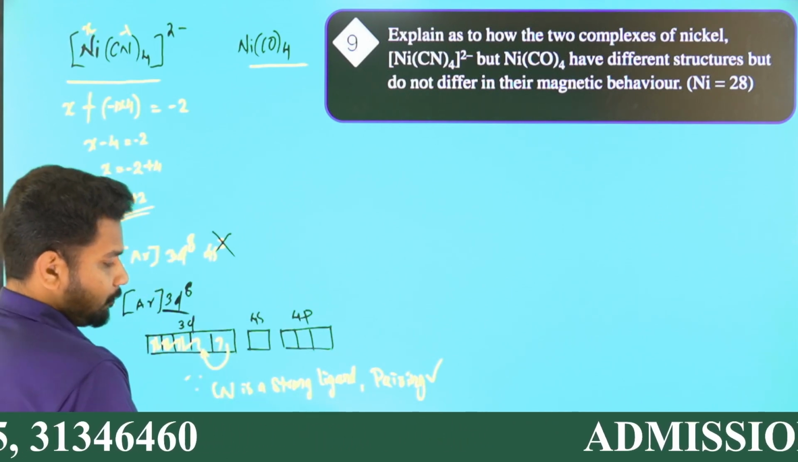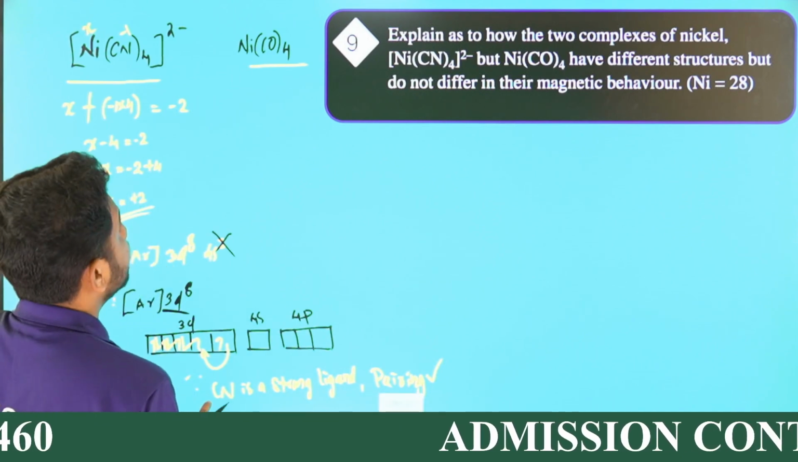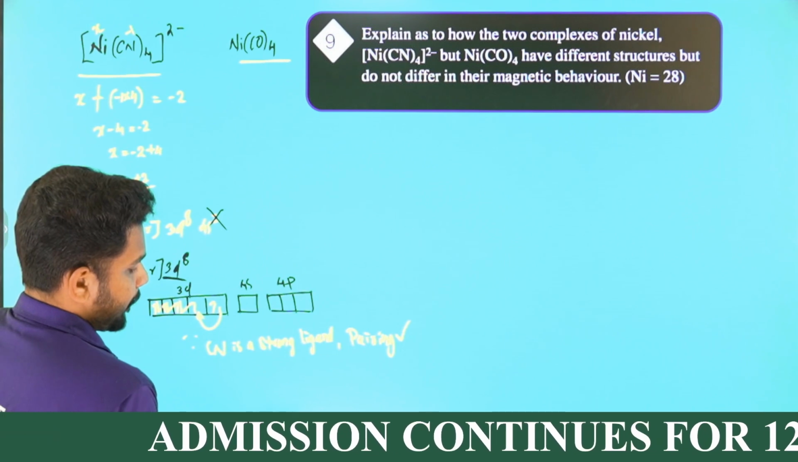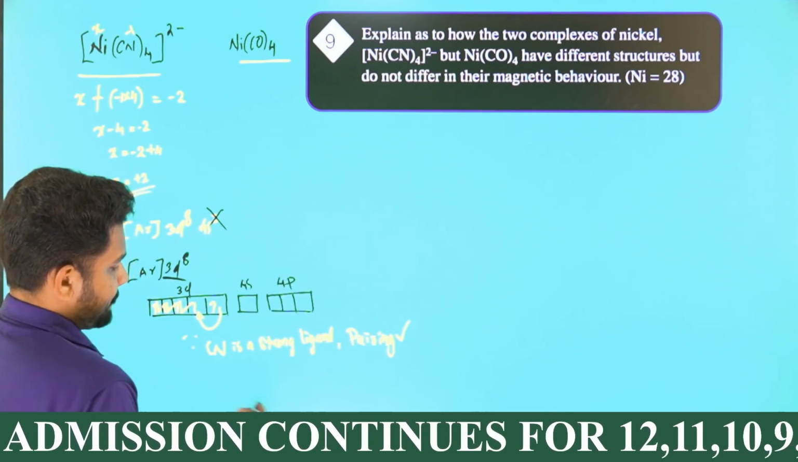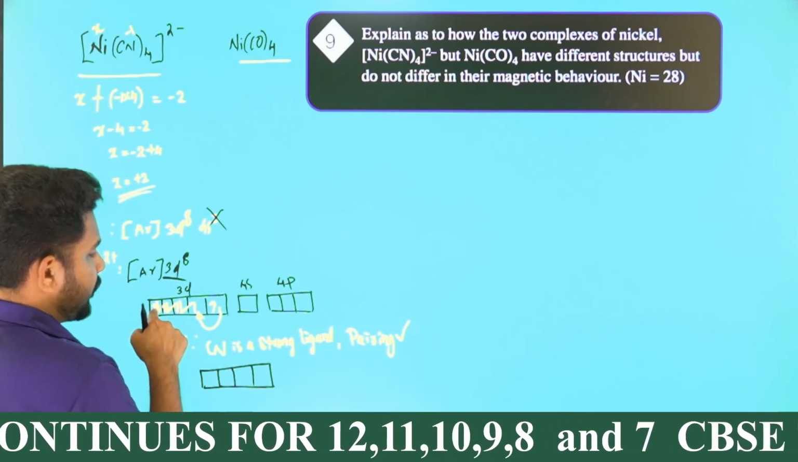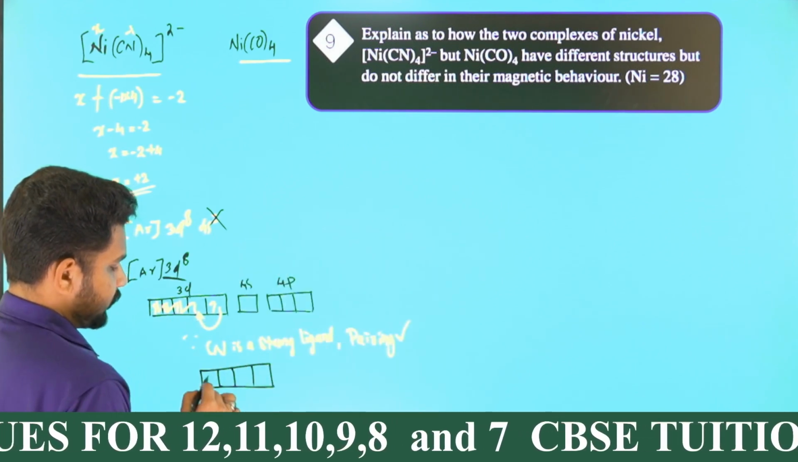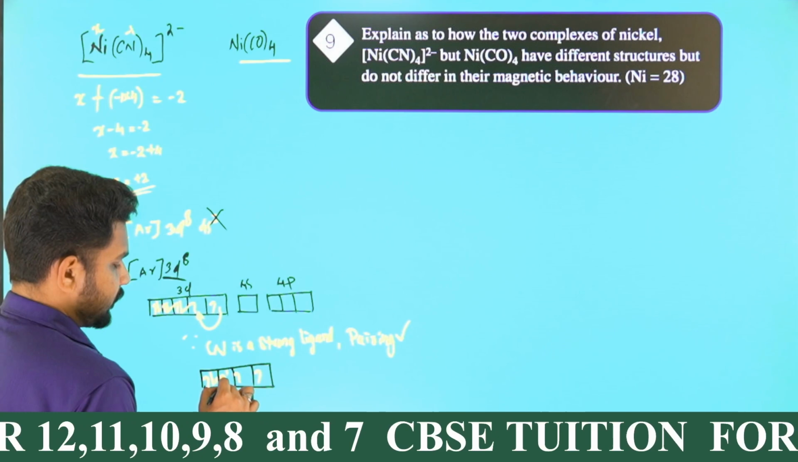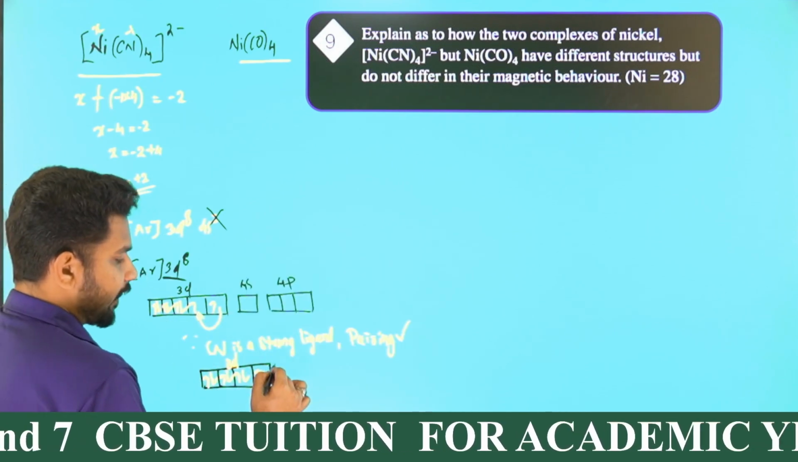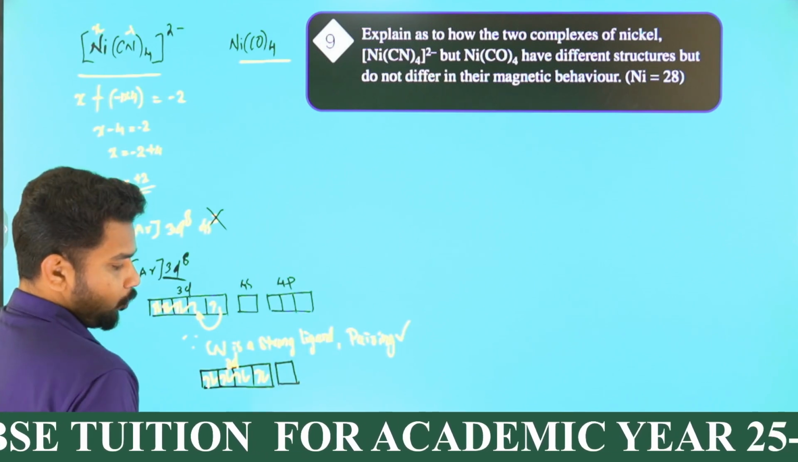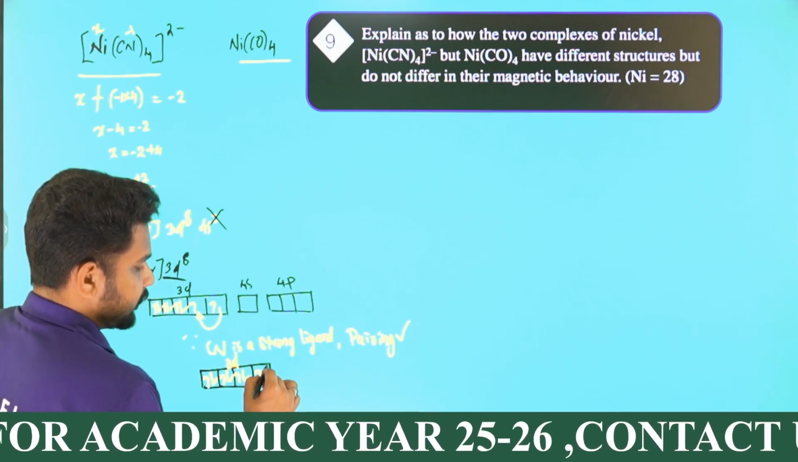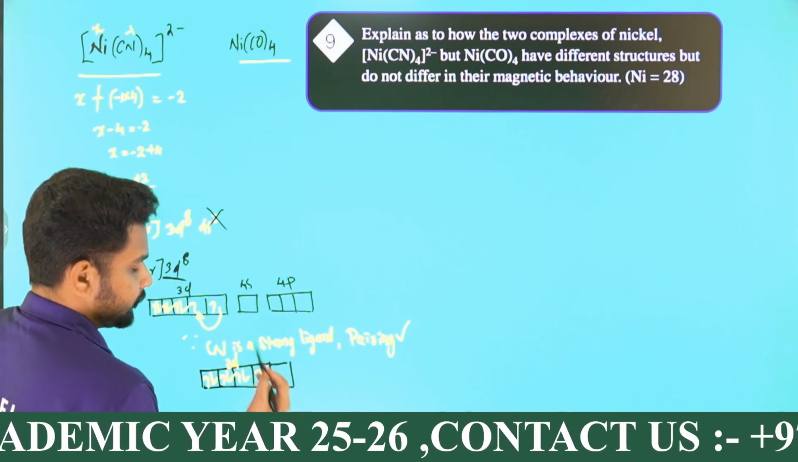So after pairing, 3d will be filled like this: 1, 2, 3, 4, 5, 6, 7, 8. Pairing is finished, and one 3d orbital will be vacant.